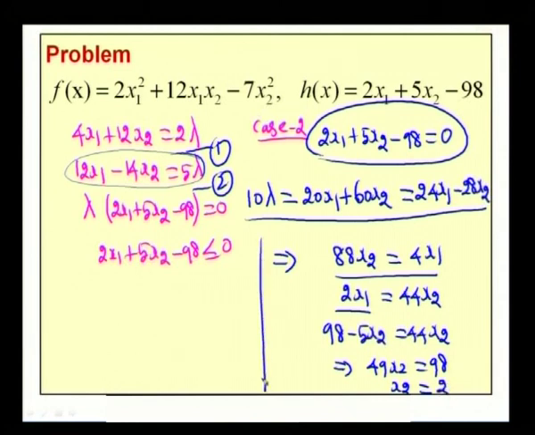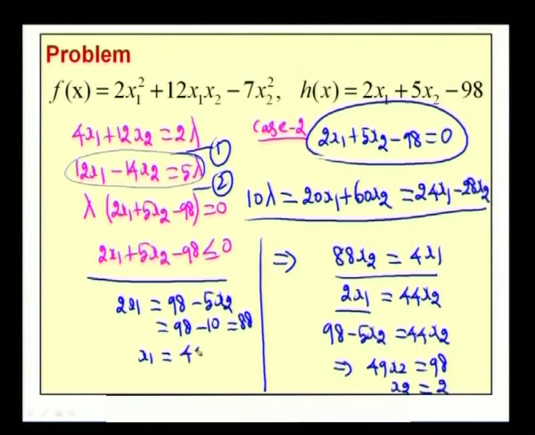Now, by substituting the x2 value, we can get the value of x1. 2x1 equal to 98 minus 5x2. Our x2 is 2, therefore 98 minus 5 into 2, which is 10, gives 88. Therefore, x1 equal to 88 by 2, which is 44. Therefore, the solution for the case 2x1 plus 5x2 minus 98 equal to 0 is x1 equal to 44 and x2 equal to 2. Now, we can easily verify that with these values of x1 and x2, all the equations are satisfied.